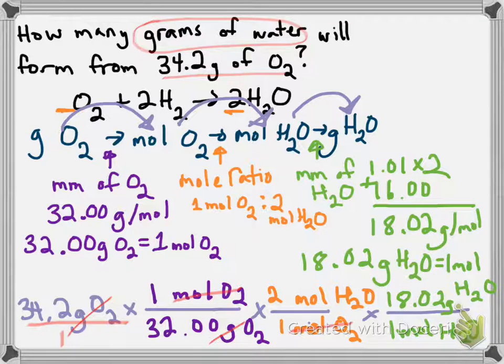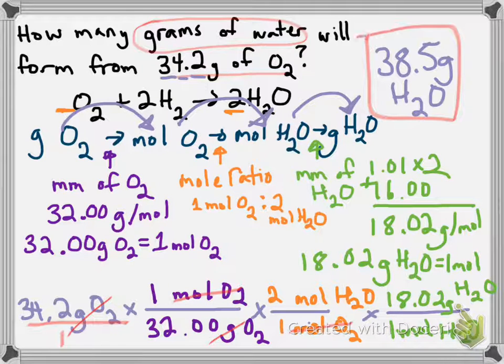So plug that into your calculator and see what you get. And hopefully you get 38. And notice we have 3 significant figures, 1, 2, 3. So 38.5 grams of H2O, of water, will form if 34.2 grams of oxygen react.